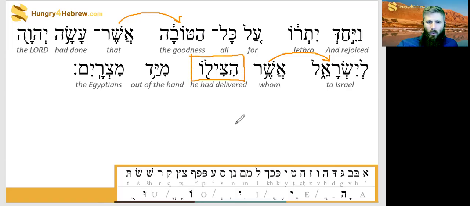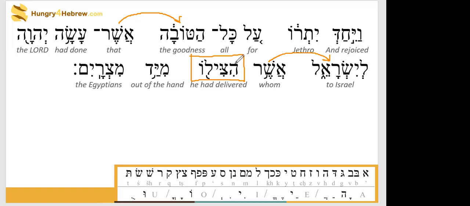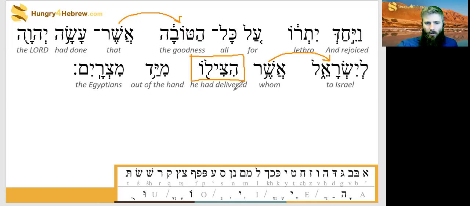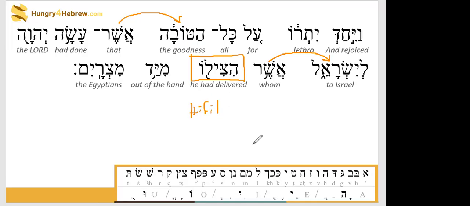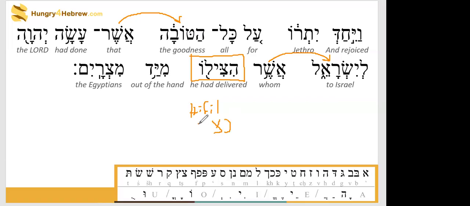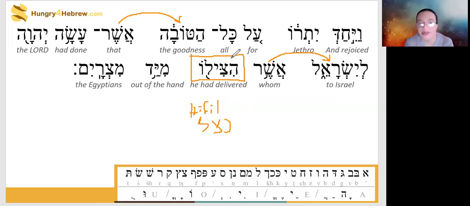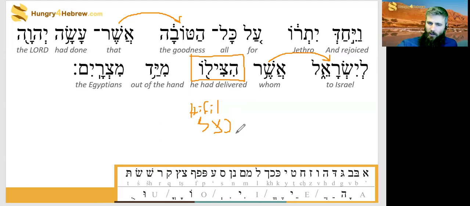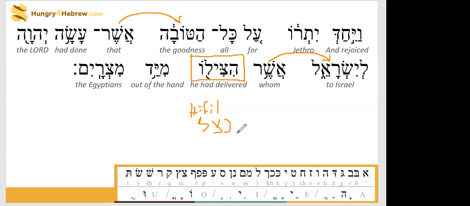Hitzilo. The hey, the chirik yod tells us it's hifil, causative. Nun tzadi lamed is the root. We've got a missing nun as a dagesh, tzadi lamed as the root. 3MP? I hear you saying 3MP. Is that your final answer? Yeah.